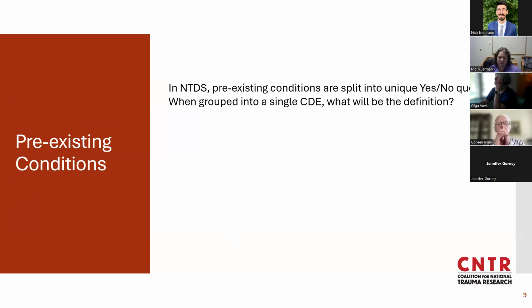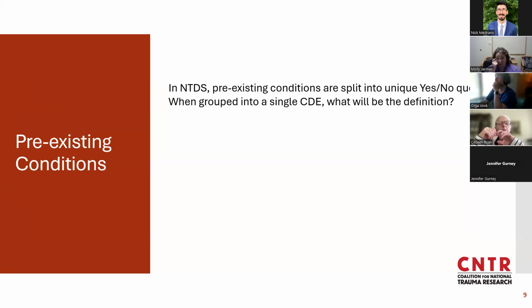So pre-existing conditions, the definition that was selected for inclusion for this element came from NTDS. The way that element gets collected in NTDS is many separate elements as yes or no questions. So we do not want to create 30 CDEs with yes or no questions for each one of these pre-existing conditions. The idea is that we create one CDE and then all of the pre-existing conditions are a drop down for the permissible values for that particular element.